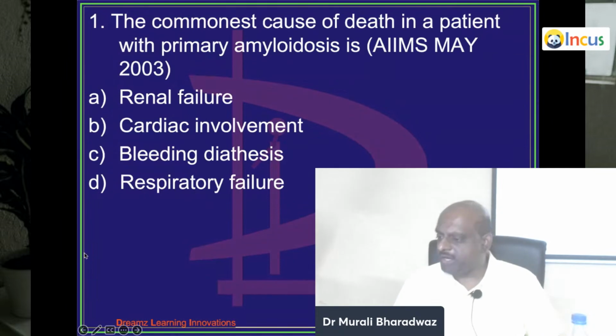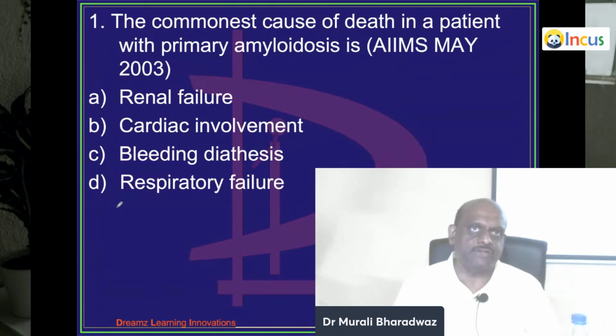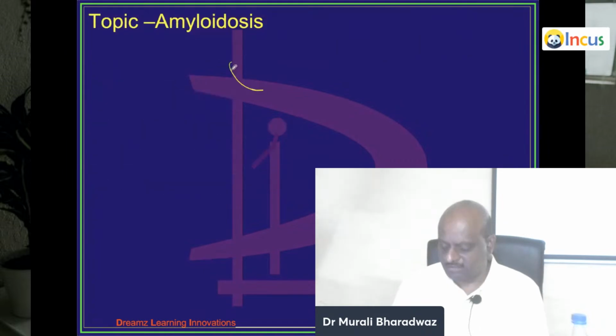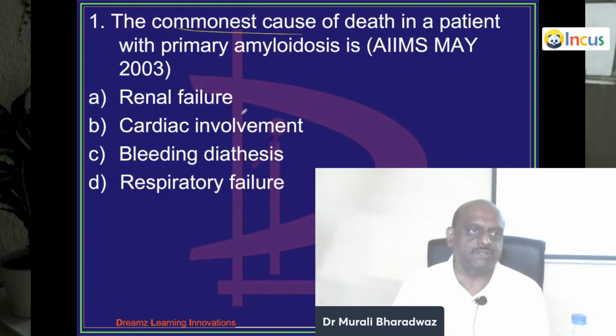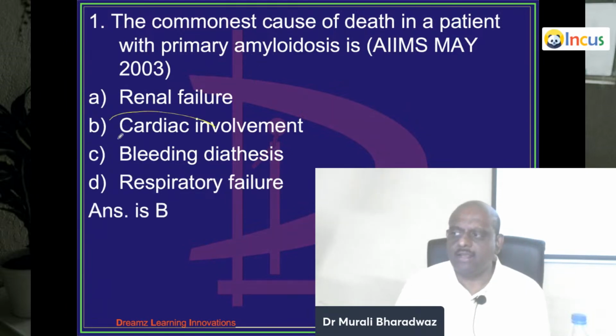So doctor, let us take up the minor topics in general medicine from the past 22 years of AIIMS INICET. The commonest cause of death in primary amyloidosis is typically cardiac involvement.